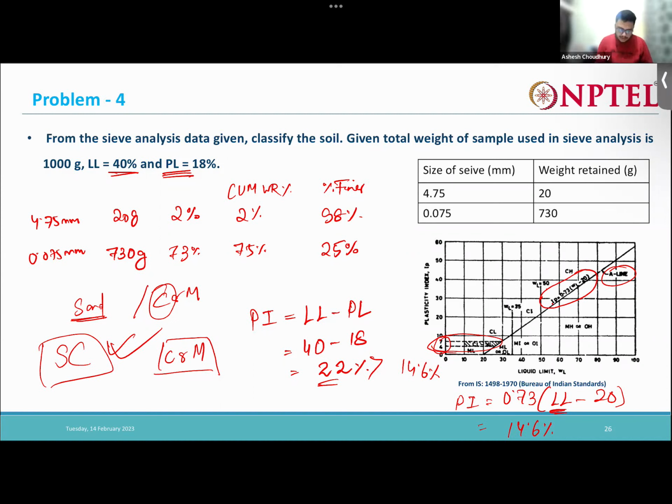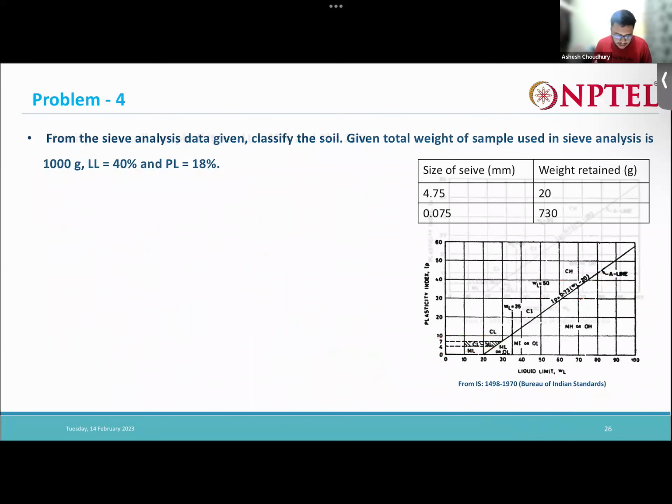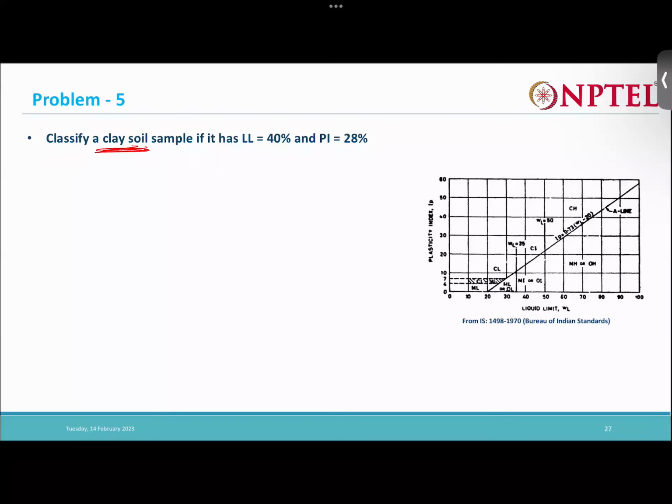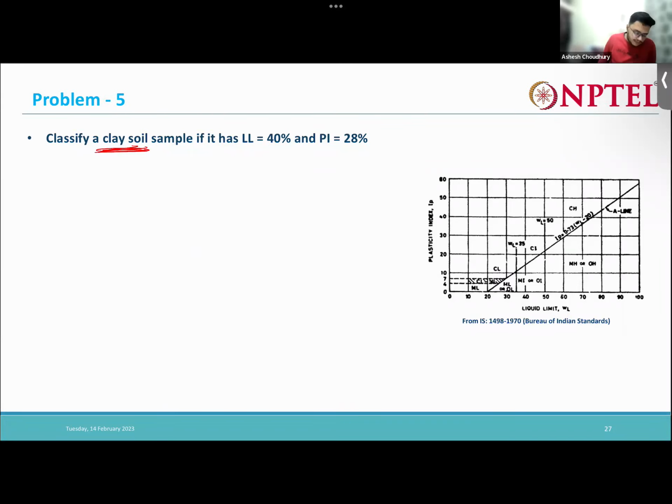Okay, so this was basically the coarse part. Mostly we're dealing with the coarse classification. From this problem onwards, we will be moving to the fine grain classification. Classify a clay sample. It's given in the question that our soil is a clay soil.